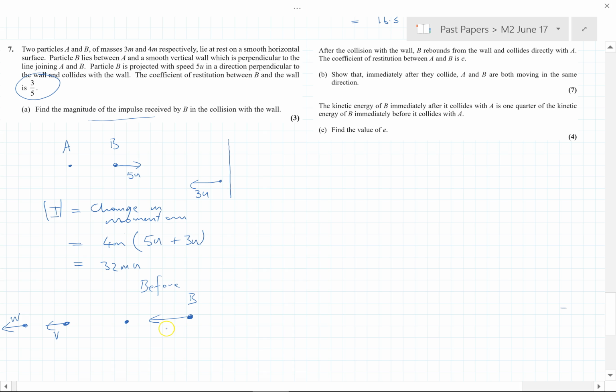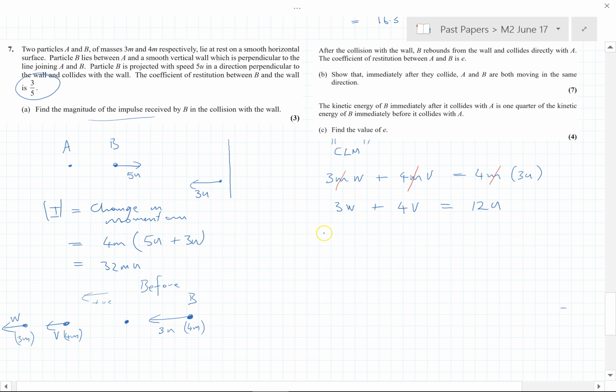Right, so this is going with speed 3u, so we're going to set up our equations. Conservation of linear momentum. Obviously everything here we're going to consider positive. So we have, making sure we get the masses right, that's 4m, that's 4m, this is 3m. So we have 3m times w plus 4m times v is equal to 4m times 3u. Obviously the m cancels, leaving me with 3w plus 4v is equal to 12u.